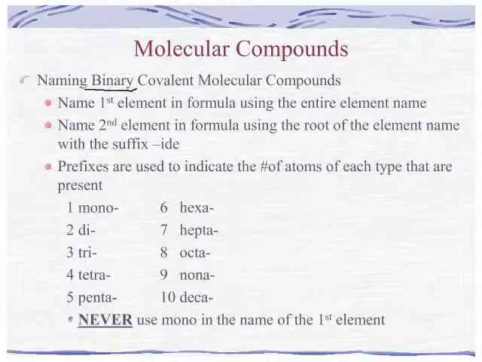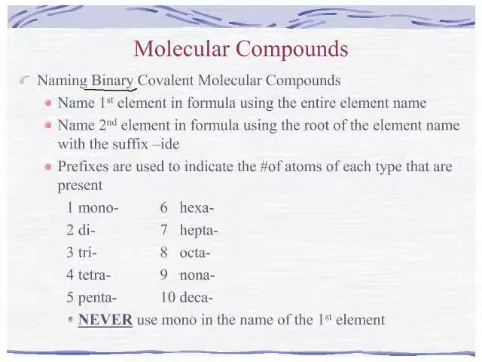When you are naming a binary compound, you just name the first element the way it appears on the periodic table. And the second element will change the ending to IDE, just like in ionic compounds. We use prefixes to tell us how many of each atom exists. And here are your prefixes.